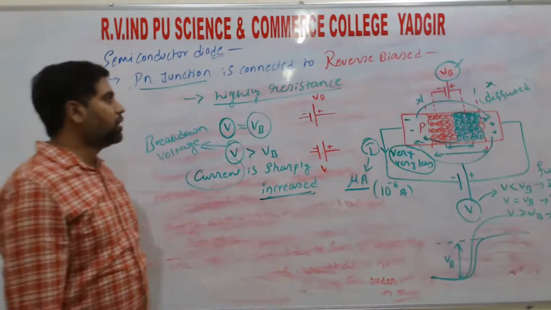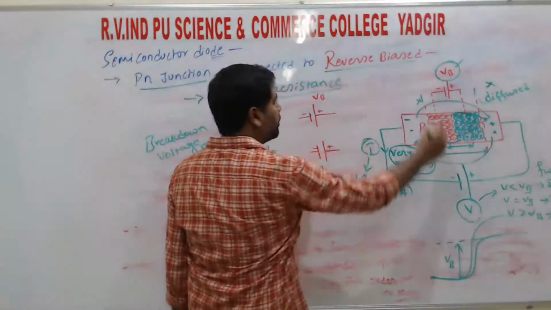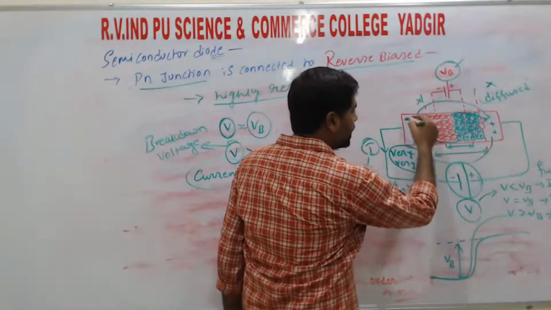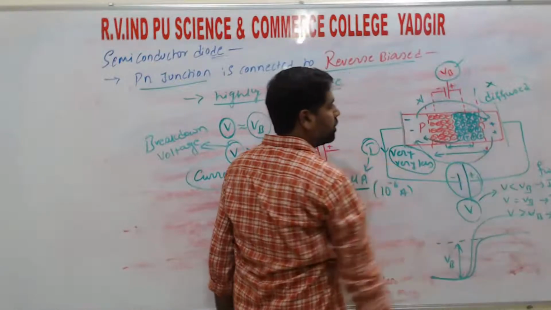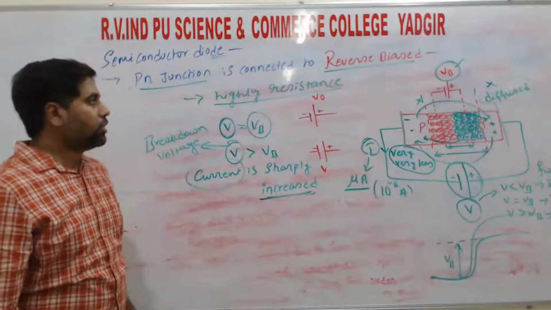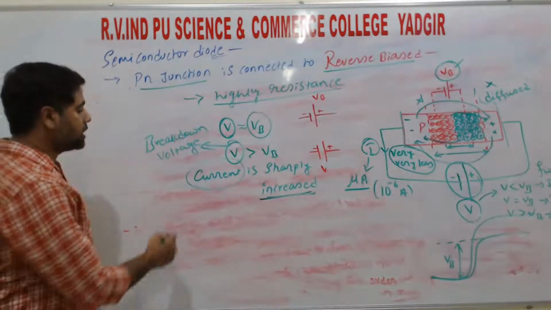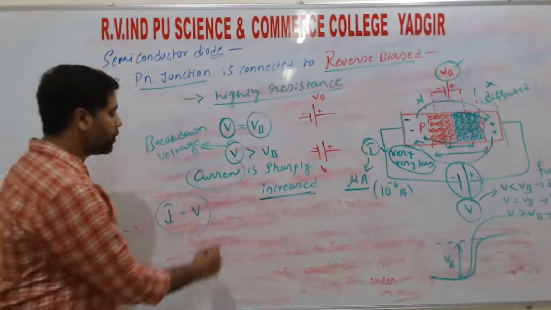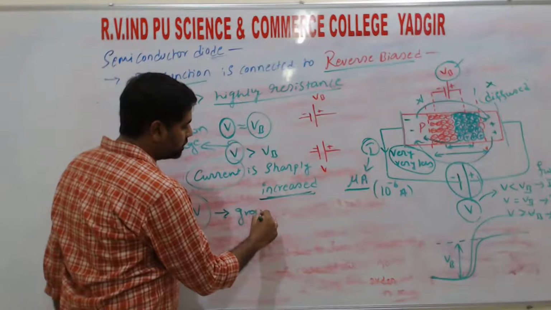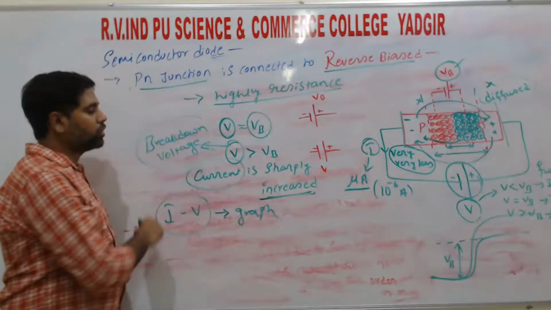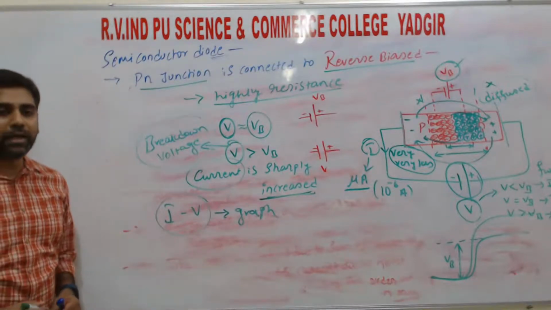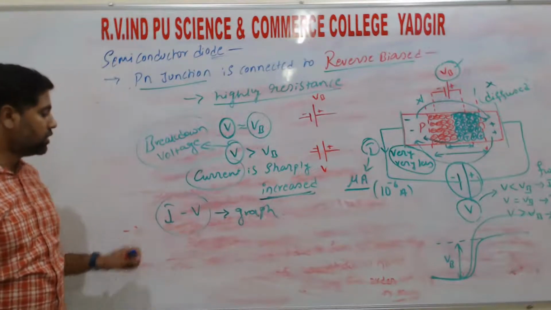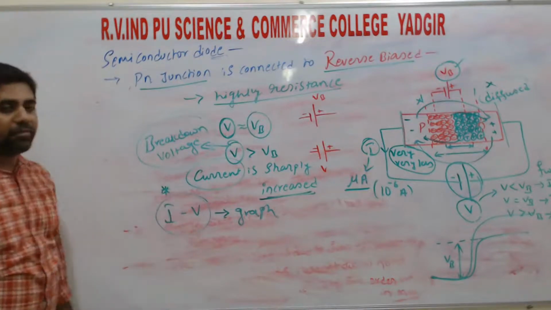So this is about forward bias and reverse bias. That means what happens when an external voltage is applied to the PN junction diode, right? In the next class we will discuss the characteristics, that is, the current to voltage characteristics. From the graph we can easily understand what the breakdown voltage is and how the current sharply increases, right? This one is very important, that is the IV characteristics.